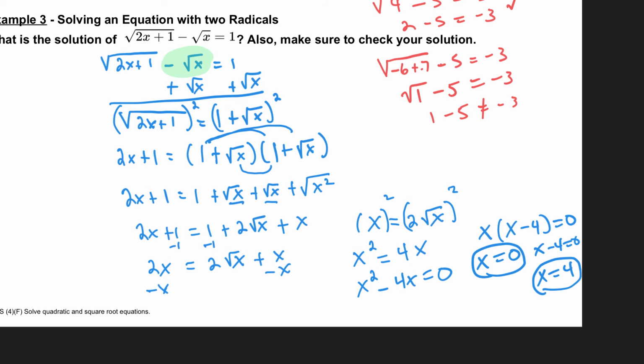So what you're going to have to do now is check whether they're extraneous solutions. So I ran out of room here. So what I expect you to do is I expect you to check it. And you're going to notice that one of these is going to be extraneous, okay?